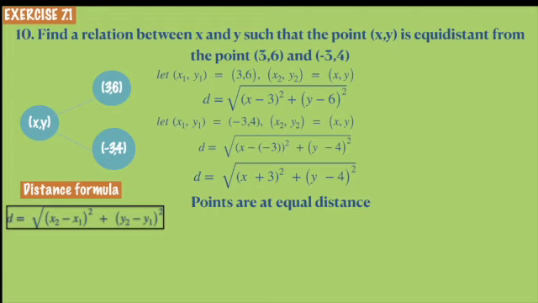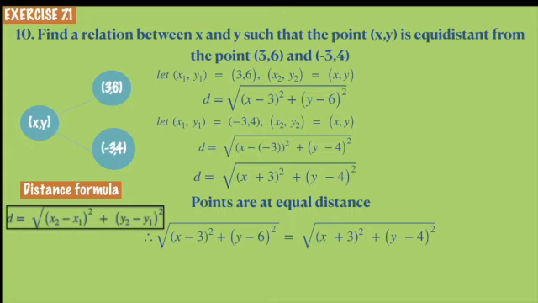Therefore, I can equate these two equations. Therefore, the root of (x minus 3) whole square plus (y minus 6) whole square is equal to the root of (x plus 3) whole square plus (y minus 4) whole square. When you see the equation, you can easily understand that both sides of the equation have square roots. Eliminate the square roots.